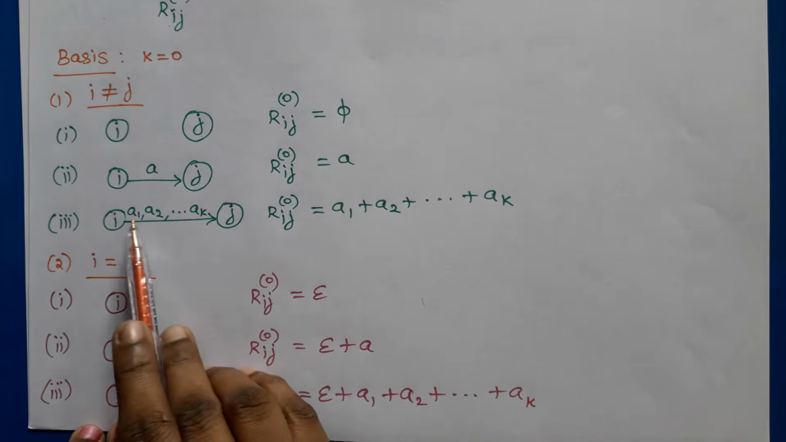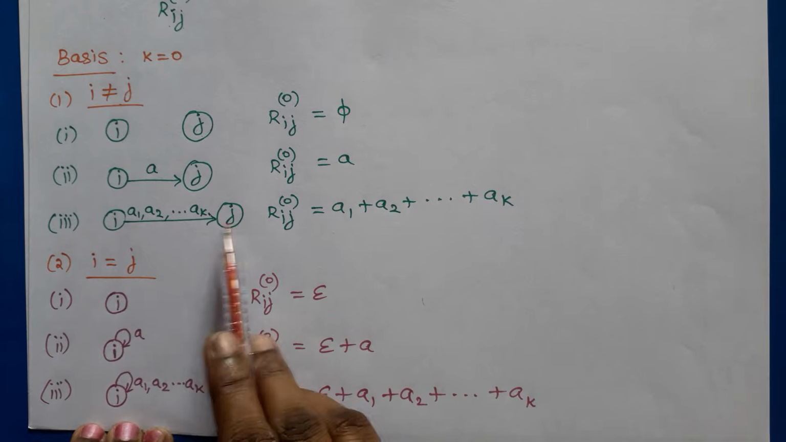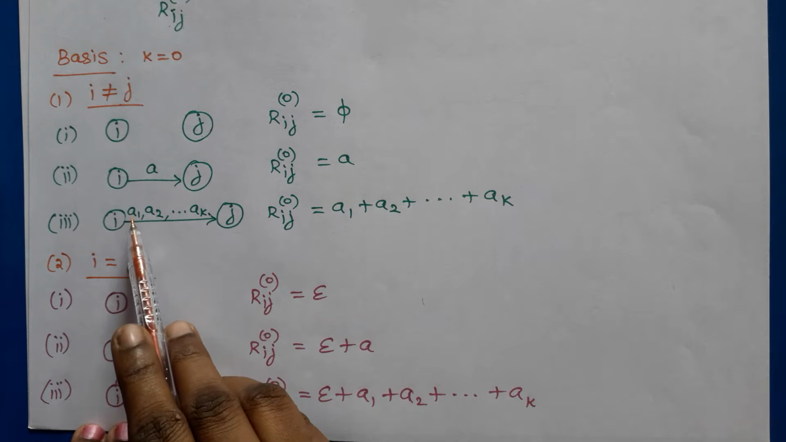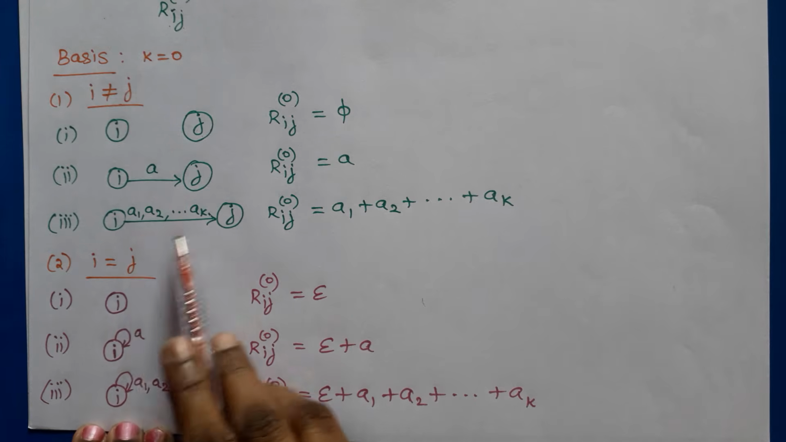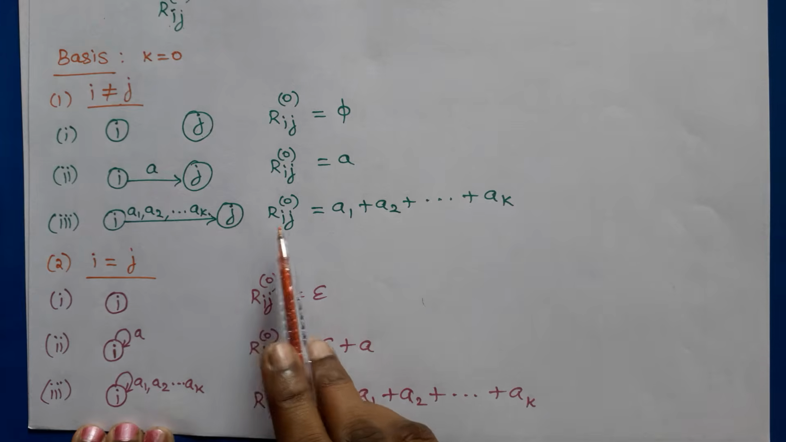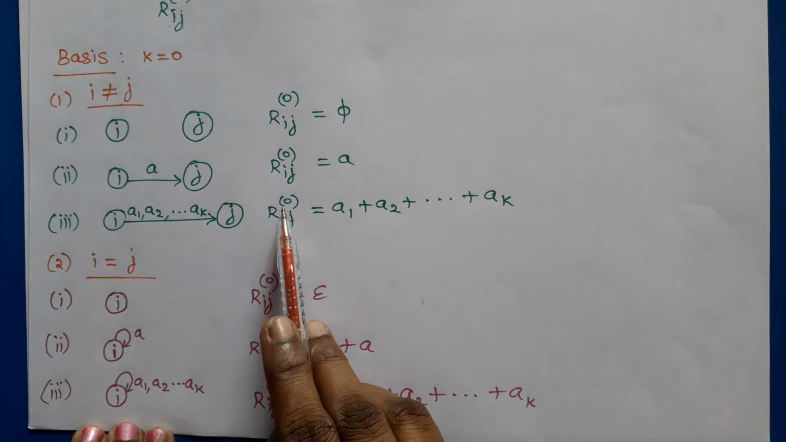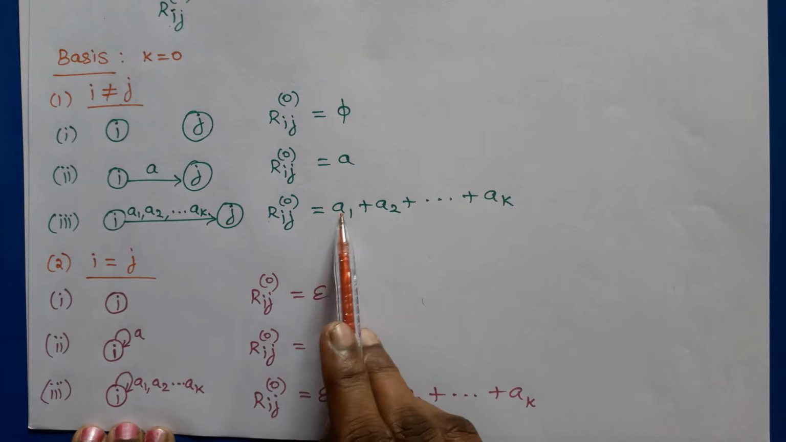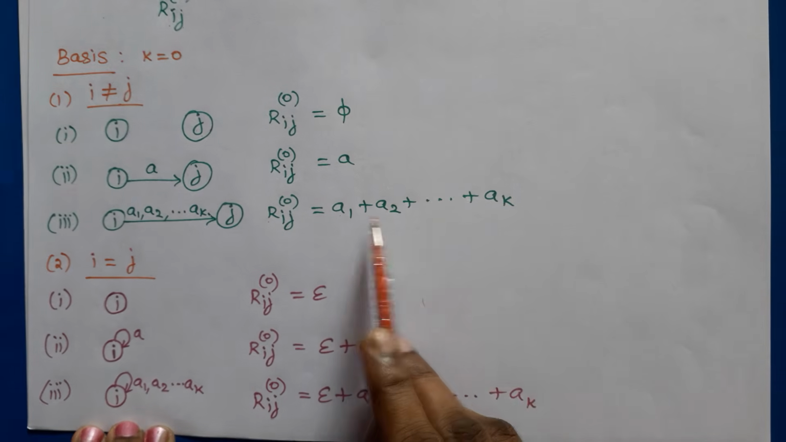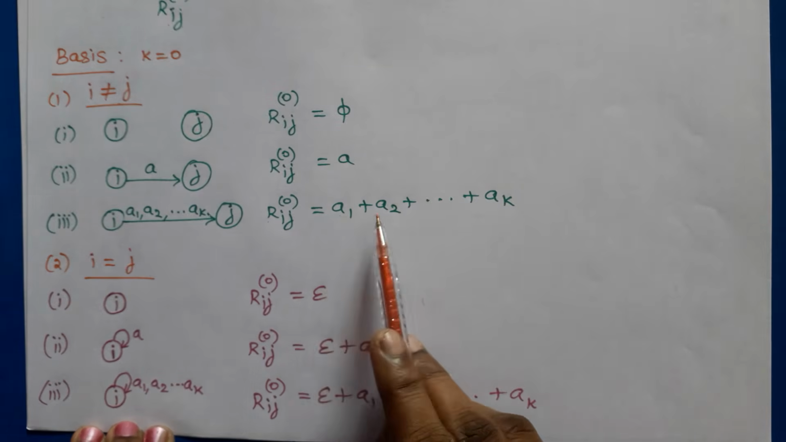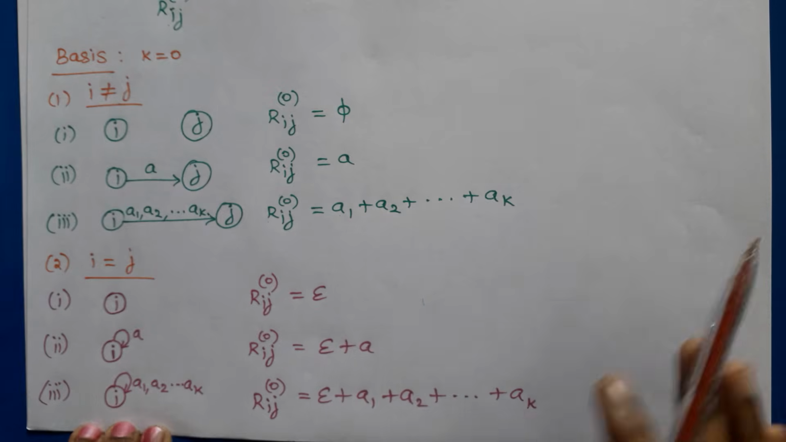If there are k transitions from state i to state j on the symbols a1, a2 up to ak, then R_ij^0 is equal to a1 plus a2 plus up to plus ak. Here plus means union operation, a1 union a2, like that.